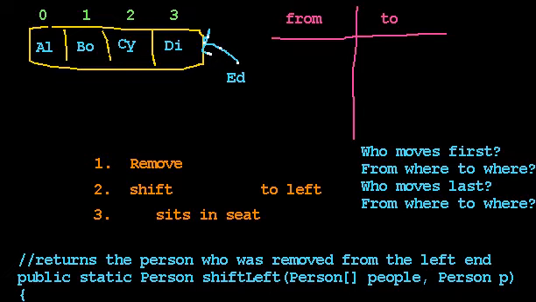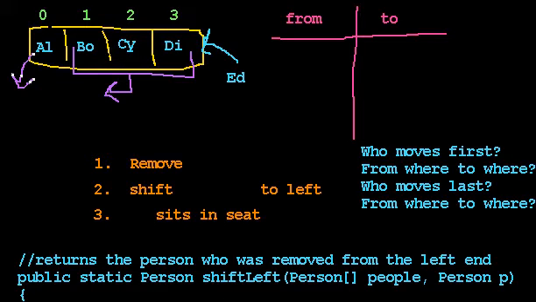And therefore all of these people here, Bo, Psi, and Die, who just moved down in the one direction, they're now going to move back down to the left. And Al over here is going to fall out, get removed from the left-hand side. So that's the plan. Bo, Psi, and Die shift to the left. Al gets removed. Ed can now sit in seat 3.